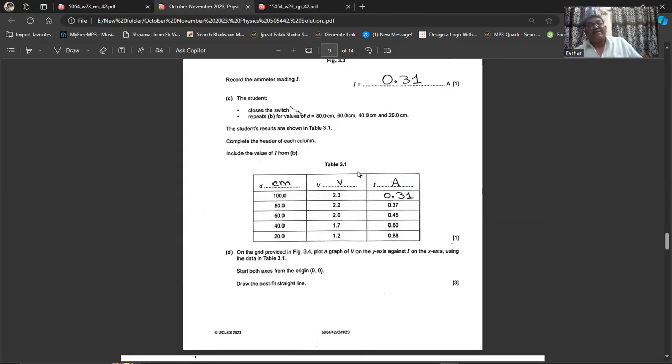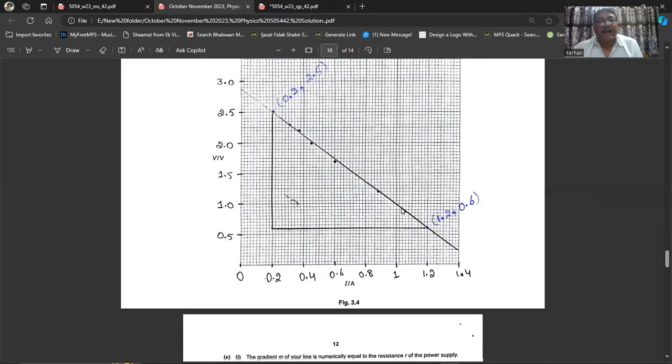So I is on the x-axis, the V. I will take on the x 0.3, 0.31, 2.3. I will plot that point. 0.37, 2.2, 0.45, 2, 0.60, 1.7, 0.88, 1.2. So these points I have plotted.